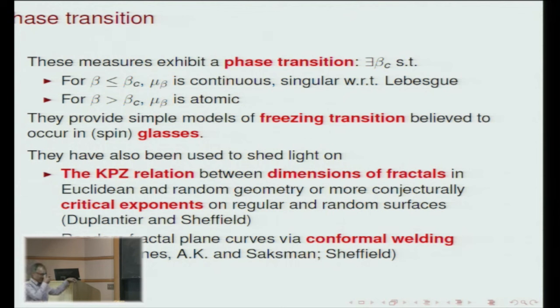More recently, they were also used as building blocks in some constructions in random geometry, namely when one tries to view these measures as coming from random Riemannian metrics. One can try to study what happens when you do the usual things you would do in a Euclidean metric in these random metrics, for example looking at dimensions of fractals. So there are these relations which I will come back to later. They go under the name KPZ, which is not the KPZ which was discussed in the morning. This line of thinking goes to Duplantier and Sheffield, and also to Benjamini and Schramm.